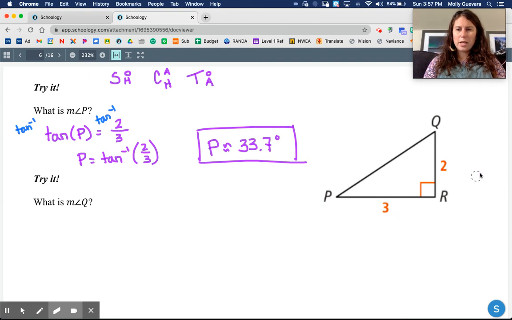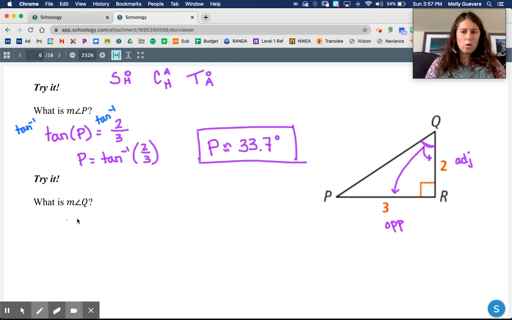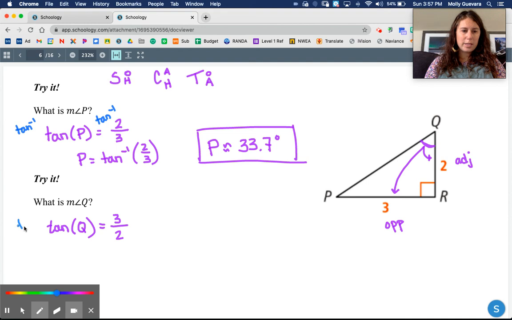Okay, so now for part B, if I want to do angle Q, now I'm looking here, right? And now I need to see what I have. Well, I have 3, which is opposite, because it's across, and then I have 2, which is adjacent because it's touching it, right? So what trig ratio uses opposite and adjacent? It's tangent again. So I'm going to have tangent of angle Q is equal to opposite. Now my opposite is 3, so 3 on top, and my adjacent is 2. So again, we take the tangent inverse of both sides.